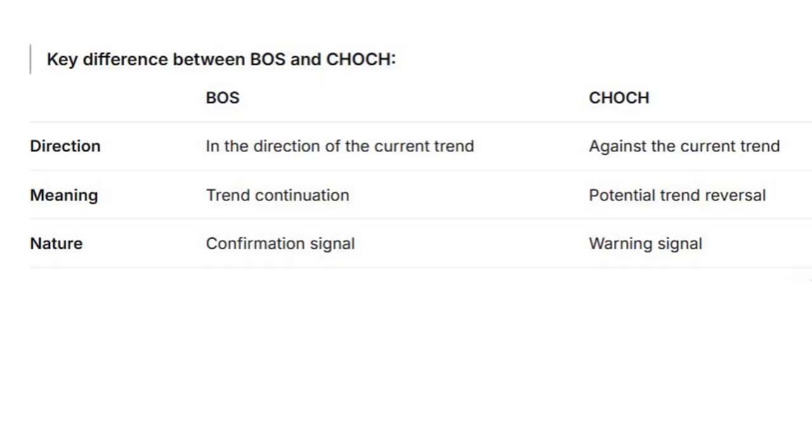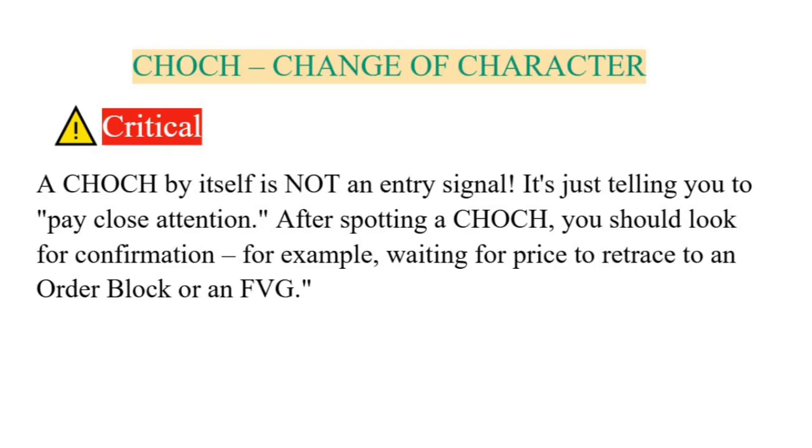Key difference between BOS and CHOCH. BOS: direction, in the direction of the current trend, meaning trend continuation; nature, confirmation signal. CHOCH: direction, against the current trend, potential trend reversal; nature, warning signal. Critical: a CHOCH by itself is not an entry signal. It's just telling you to pay close attention.